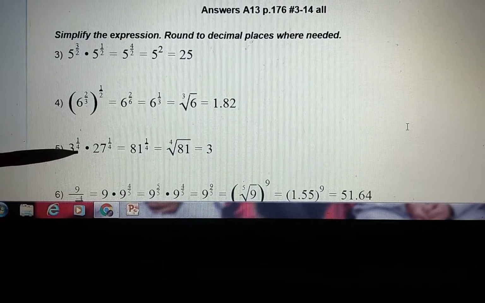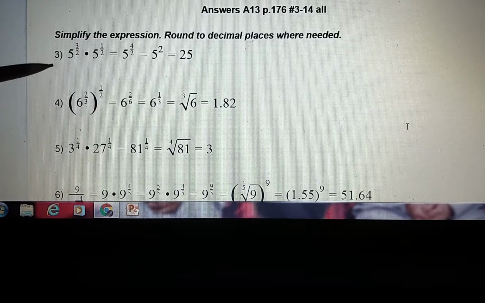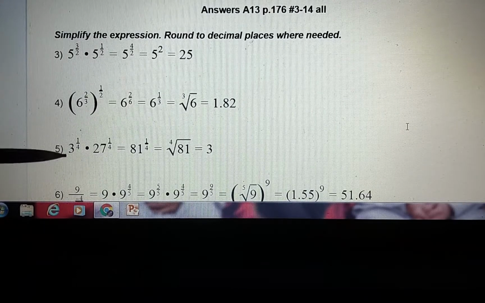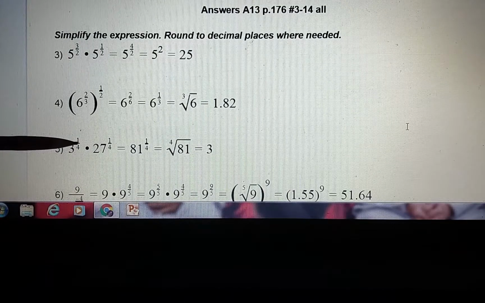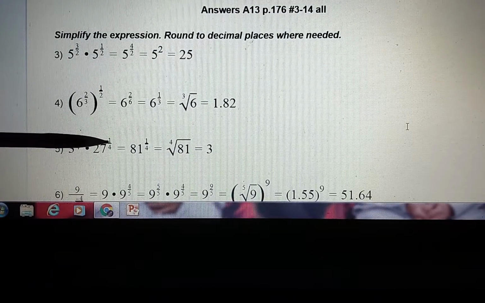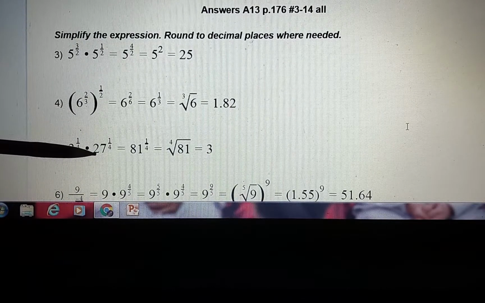Number 5, we see multiplication again. However, the bases are not the same, so it's not the same problem as number 3. We look at our exponents next. Our exponents are the same. So we get to keep the exponents and do this with the bases.